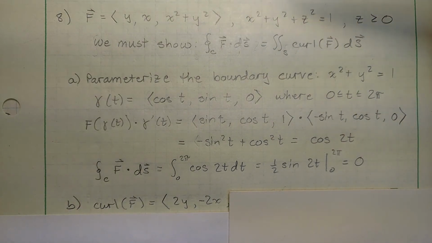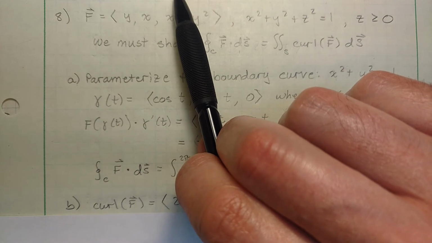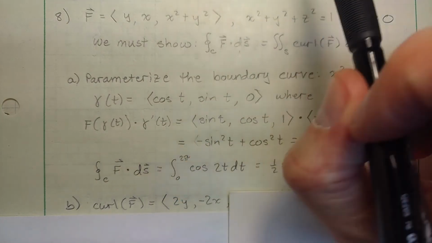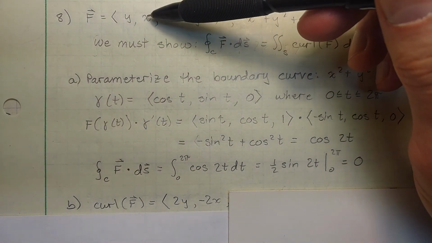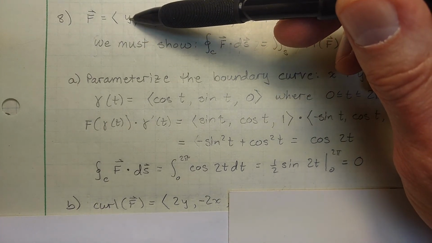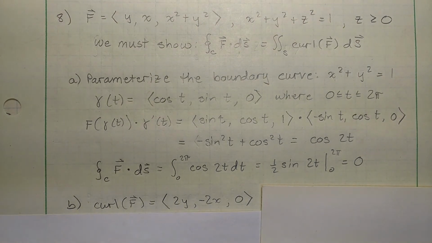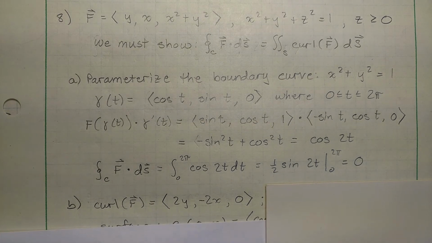And then for our last component here, we'll take the derivative with respect to x of the y component, which is 1. And then the derivative of y with respect to y is also 1. So I get 1 minus 1, I get 0. So that's my curl. And now we need to parameterize the surface.